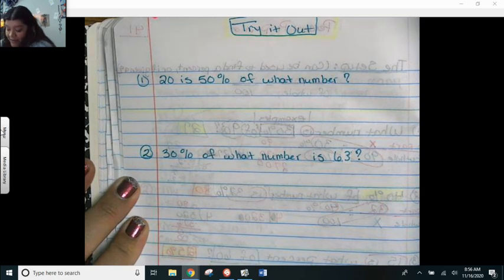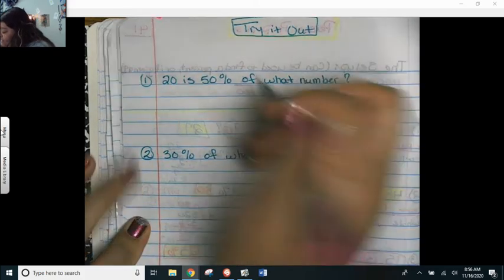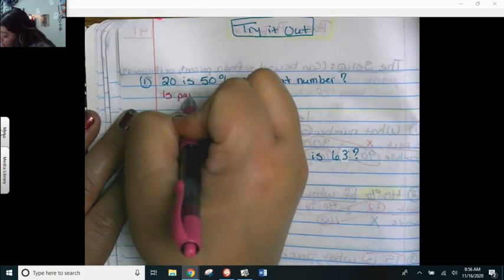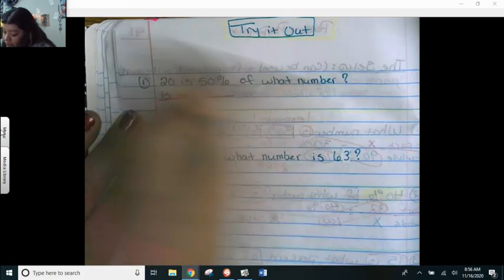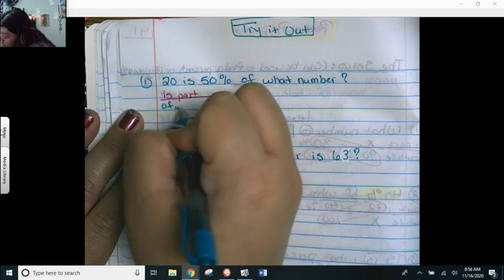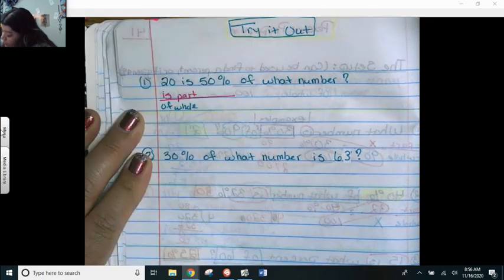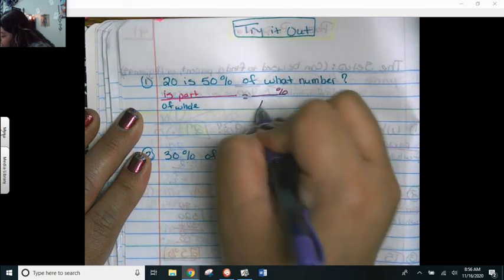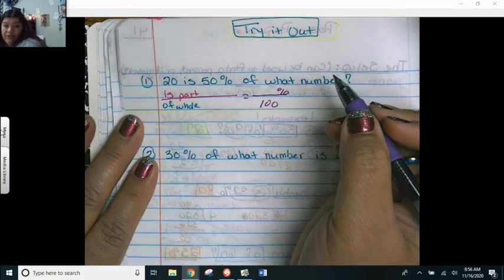All right, let's see. I see a percentage, so we should have written is part, and then of whole, and then percent over 100. See, I like to color code everything, so I always use different colors.